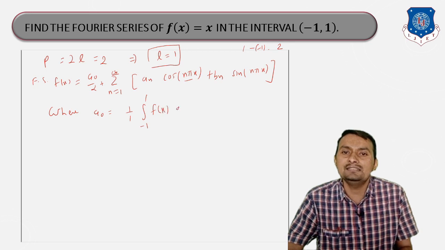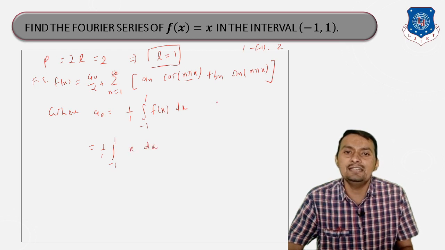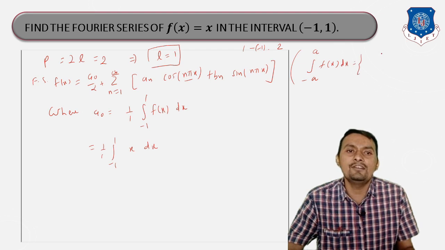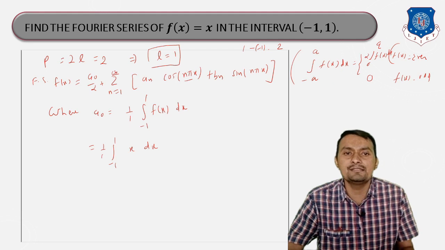The function is there, and if I put here f of x is equal to x, we know the standard formula, whenever it is required we will use that: integration from minus a to a of f of x dx. But whenever f of x is an even function, in that case we use two times the integration from 0 to a of f of x dx. But whenever f of x is an odd function, our integration will be 0. So that formula we are going to use here.